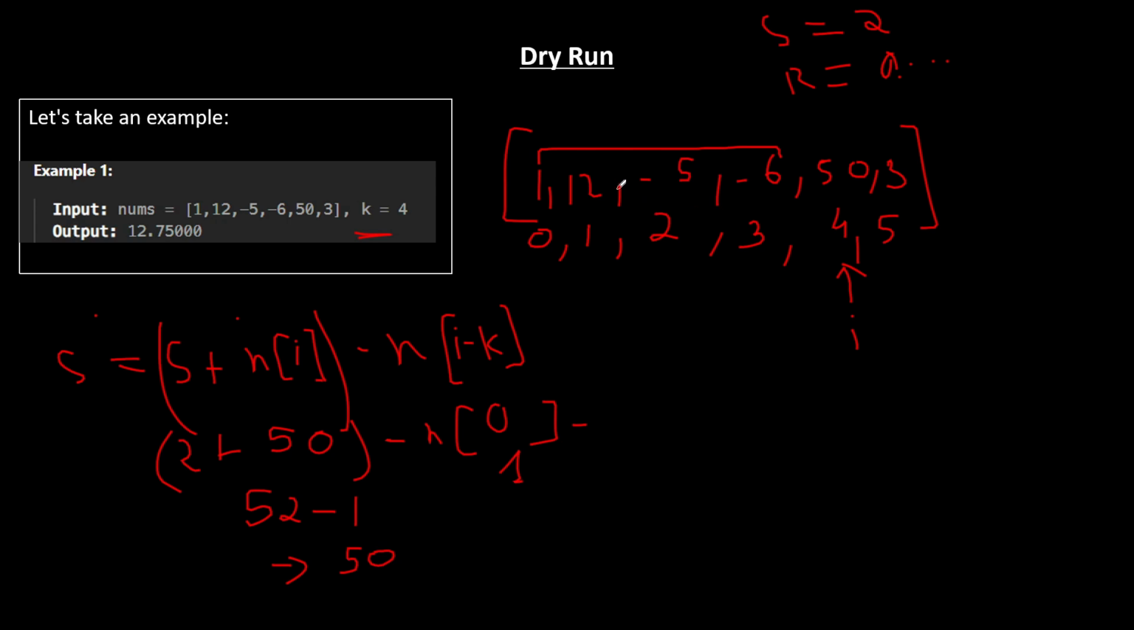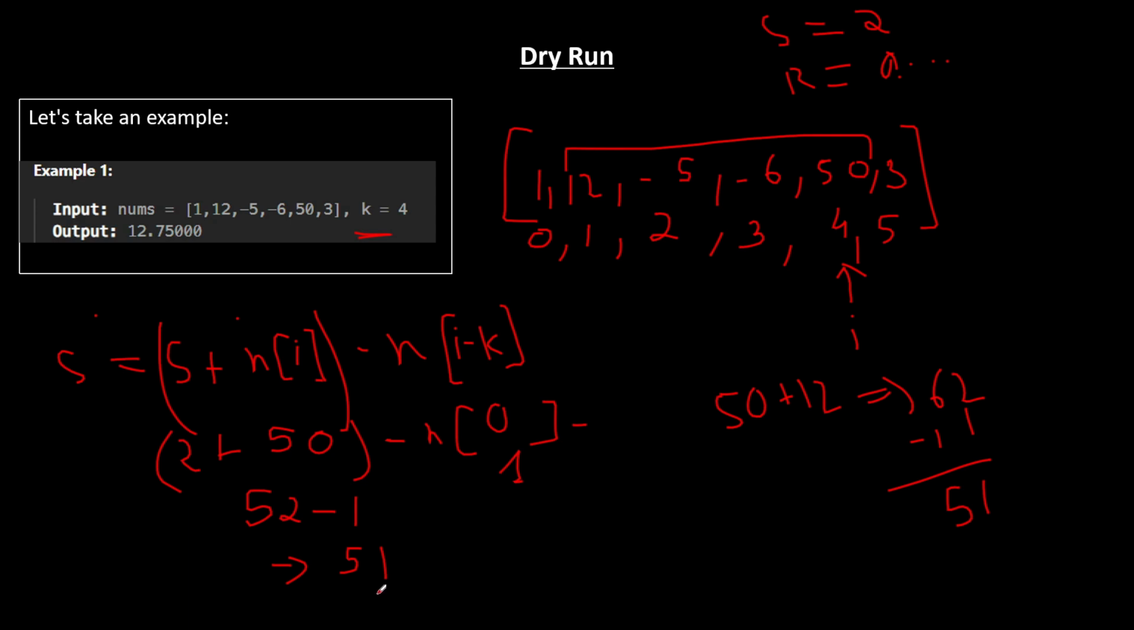Now if you carefully look here, we have removed 1 from our window, right? So our window becomes from value 12 to value 50. And if you take out the sum of this window, basically 50 plus 12 gives us 62, and we subtract 11 from it, which is minus 5 minus 6, we get 51. Sorry, it's not 50, my bad, it's 51. So we got the same value, which means our window is working.